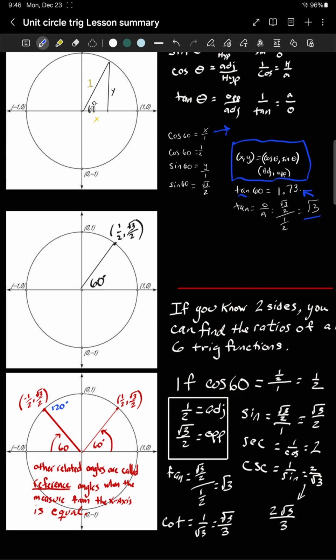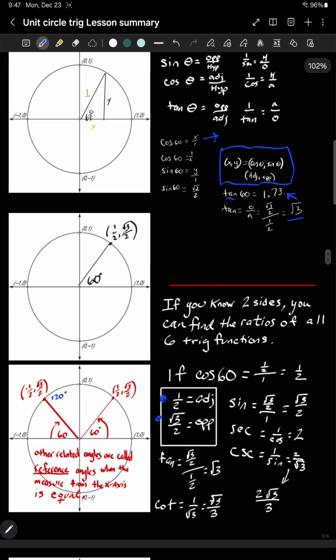So for example, if we know that the cosine of 60 equals 1/2, can we figure out the other ratios? So keep in mind that 1/2 is really 1/2 over 1. So our adjacent and our opposite are defined in this box. So we can now substitute these values in. And the hypotenuse is 1 because that's the radius of the unit circle. So we have all 3 of these. And you can see how all these values can be calculated just off of the 1.